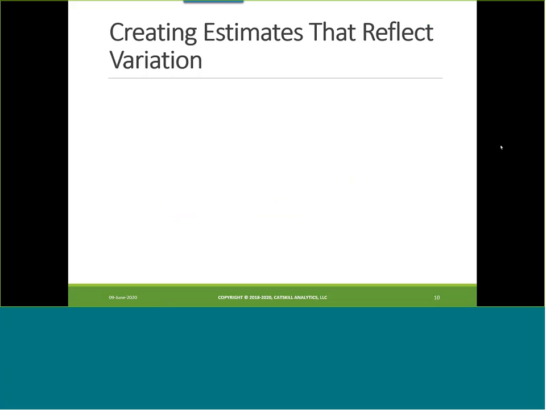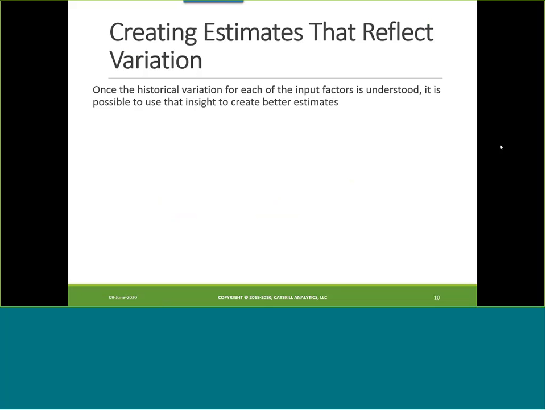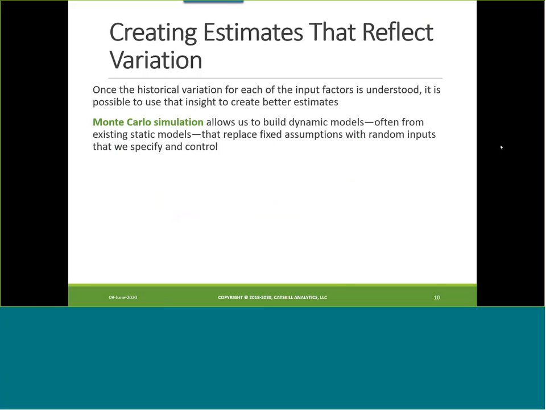So then we need to create estimates that reflect the variation. Once that variation for each of the input factors is understood, it's possible to use that to create better estimates. So if you've been waiting for the punchline, here's the punchline. What we're really talking about here is doing Monte Carlo simulation, which allows us to build dynamic models, often from existing static models.